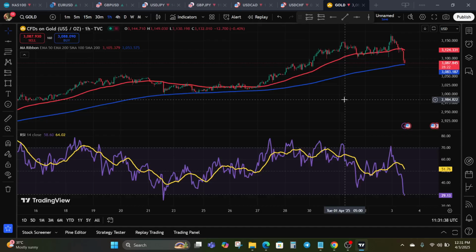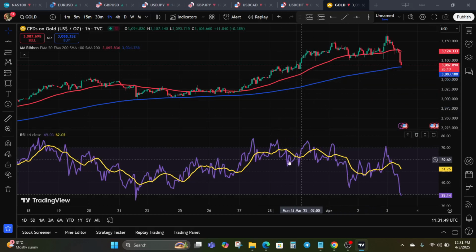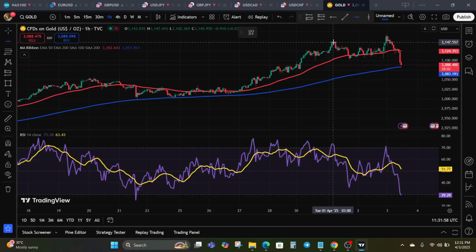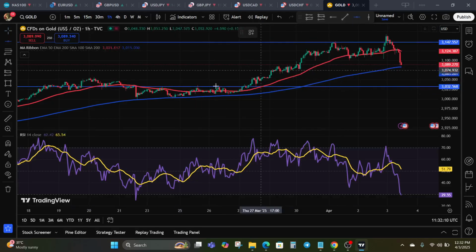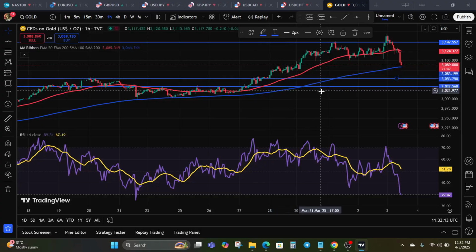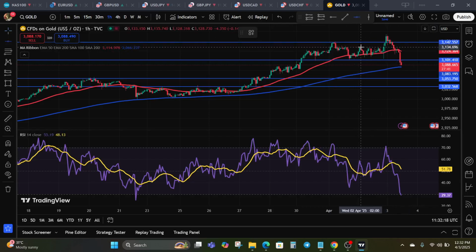So now, the moving averages are helping us to identify the market trends. The RSI confirms momentum and reversals, while support and resistance levels help determine key zones for entries and exits.